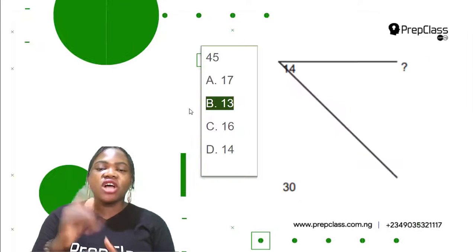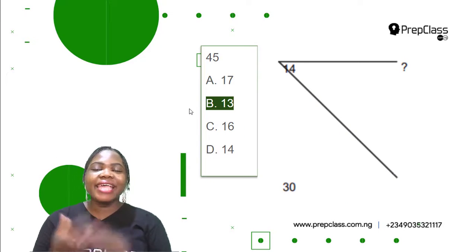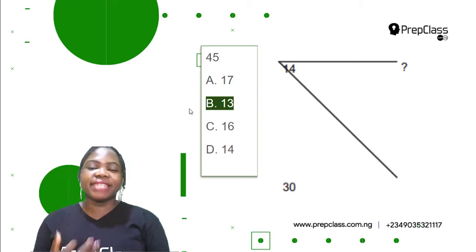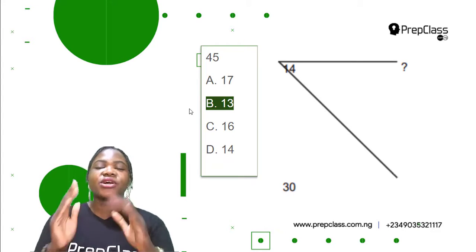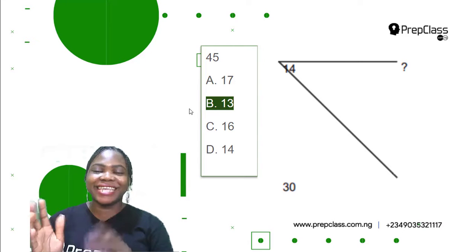All right, so which of the options is correct? A is 17, B is 13, C is 16, D is 14. So the correct option is B, 13.